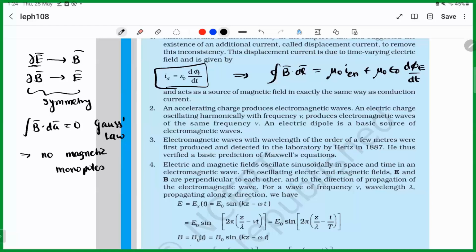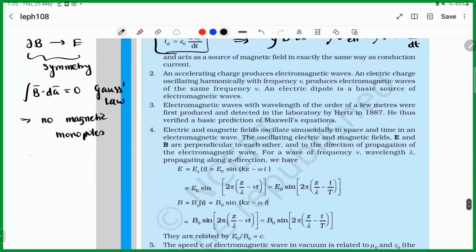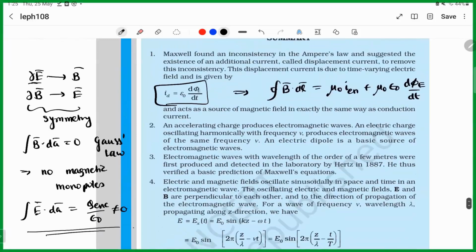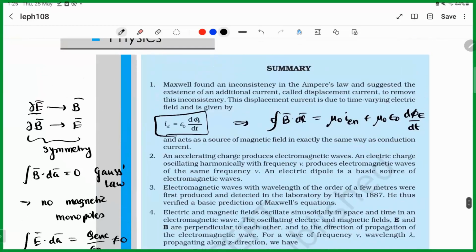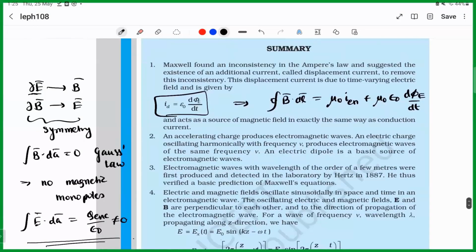But you do know that there are electrical monopoles, that's what charges are, right? You have integral E dot dA is Q enclosed by epsilon naught. Clearly non-zero, right? So there is still some degree of asymmetry here. But apart from that, this makes it more symmetric.